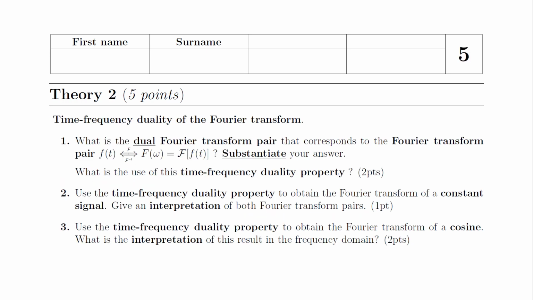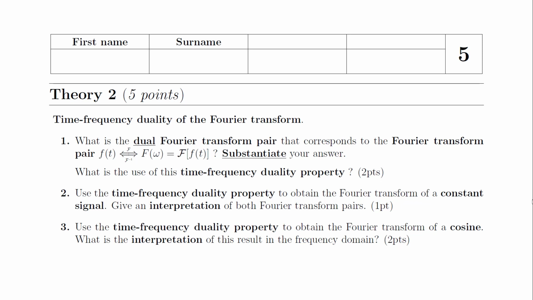Well, here's the second theory question, and it's about time frequency duality of the Fourier transform. In the first part of the question, you have to show that when you're given a Fourier transform pair, and here it's f of t and its Fourier transform, you can find the so-called dual Fourier transform pair, and you have to explain or substantiate your answer. And then you have to explain what is the use of this time frequency duality property.